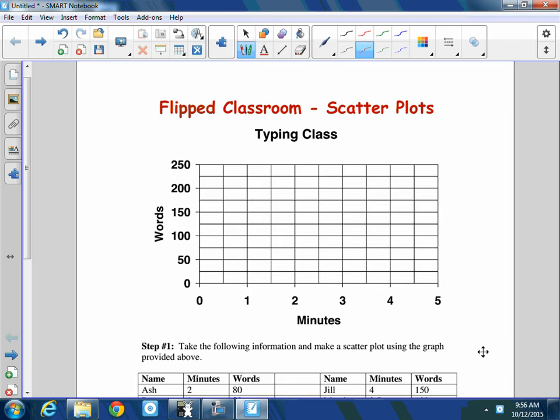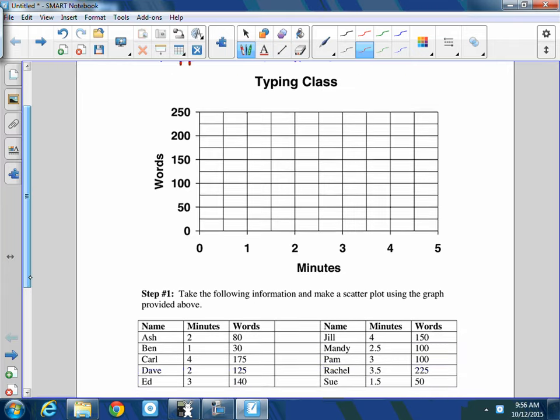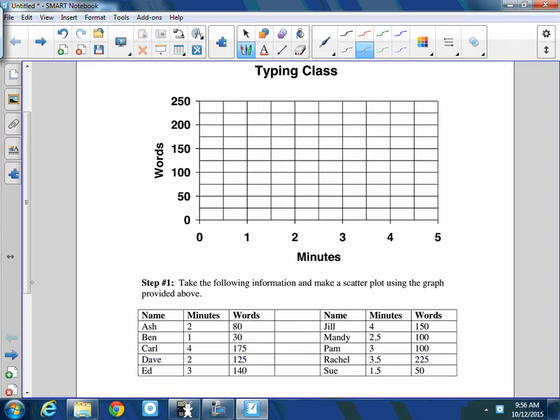So this is just a little continuation of what we're going to do today with the scatter plots. So let's go ahead and start. Take the following information to make a scatter plot using the graph provided above. The number of words that you can type depends on how many minutes you can type for. So minutes would be your X and words would be your Y. That's the dependent variable, and X is your independent variable.